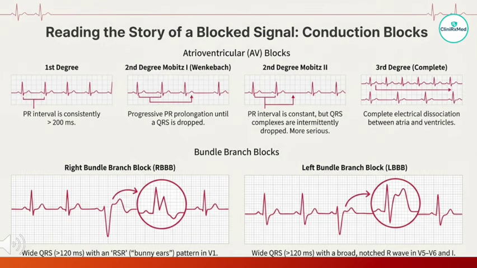Left bundle branch block, LBBB, occurs and is usually more clinically significant. Since the left ventricle is the main pump, a block here makes the entire QRS look wide and smeared. The clinical rule is a new LBBB in a patient with chest pain is treated as a STEMI, heart attack, until proven otherwise, because the block hides the ST segment changes we usually look for.